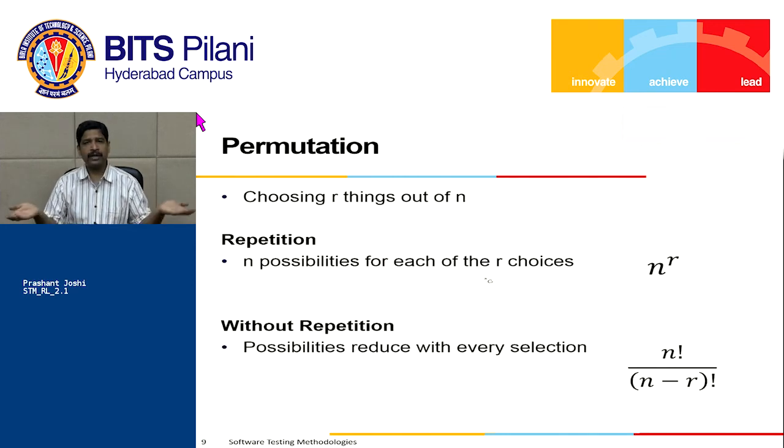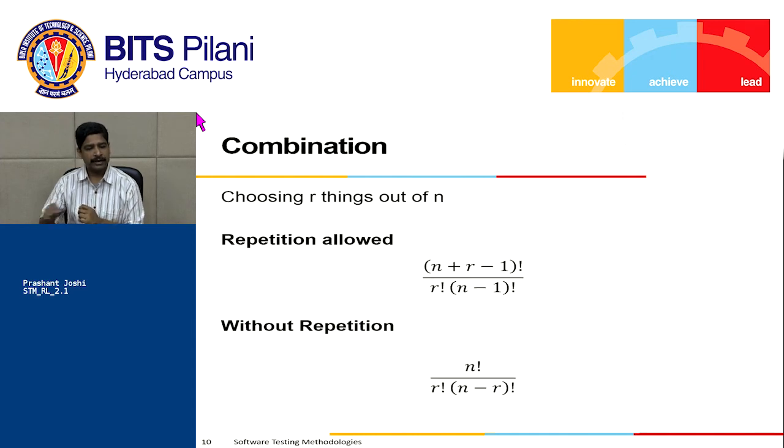So here is a clear-cut formula for you to look at. n possibilities for each of our choices with repetition, giving n to the power r. Without repetition, we have n factorial divided by (n minus r) factorial. From our test engineering perspective, this is what one would definitely need to remember. Let's look at combination. Choosing r things out of n, repetition allowed and without repetition, we have these two formulae for you.